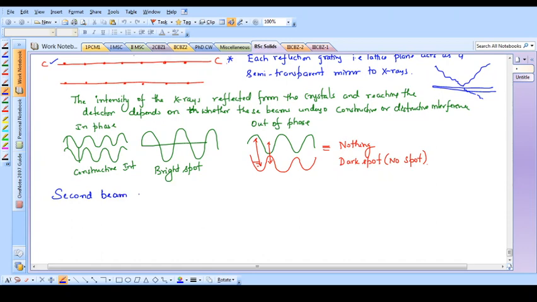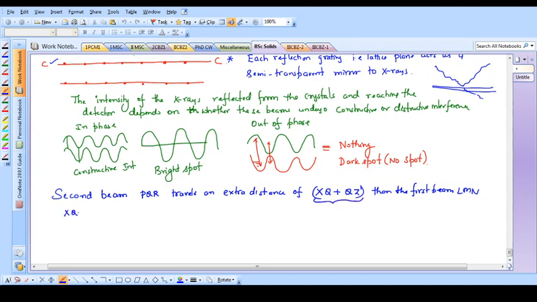Therefore the second beam, that is PQR, travels an extra distance of XQ plus QZ than the first beam LMN. And now this is very important to find out what is this extra path distance.